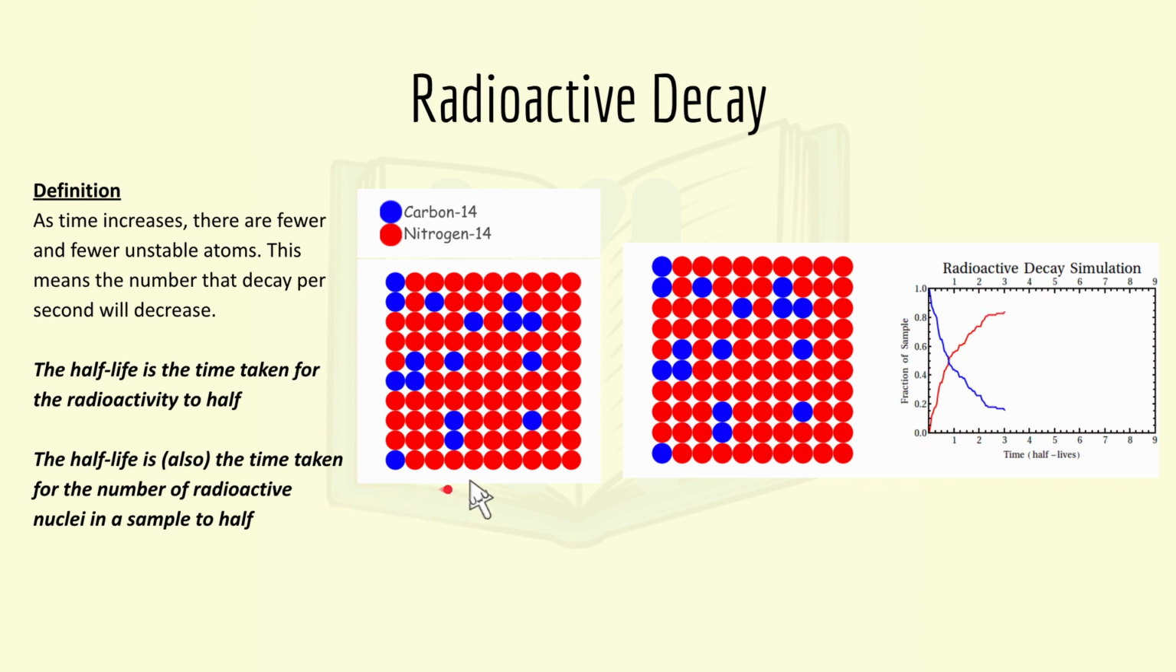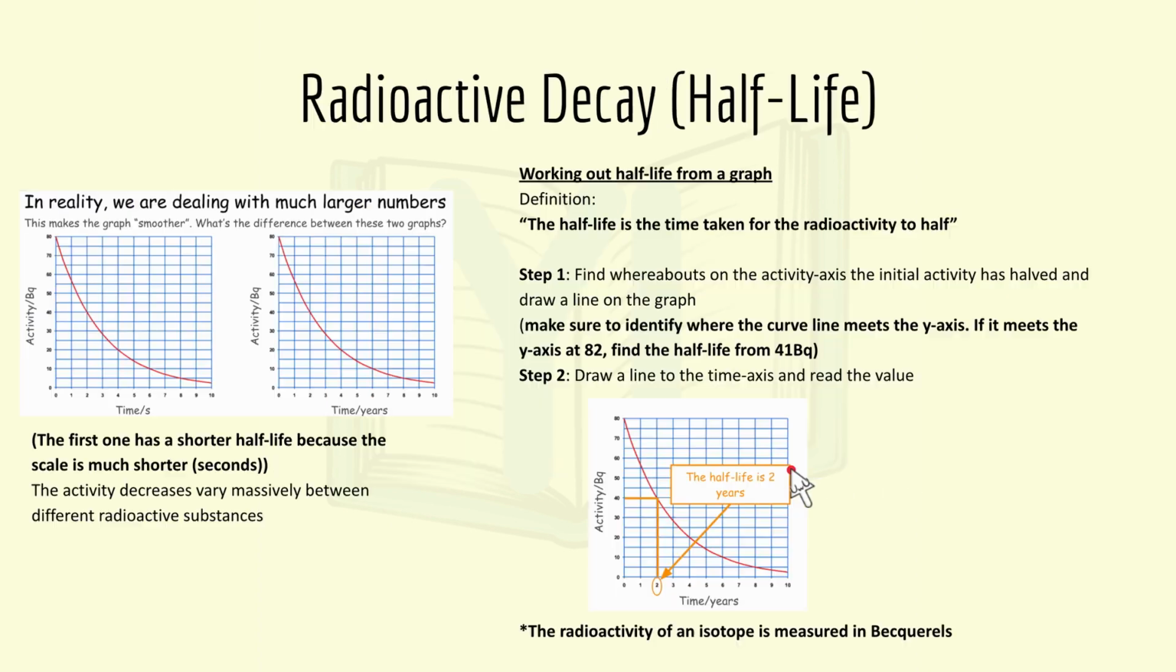So here's a nice diagram and a graph or a simulation to show this. And here's half-life. In reality, we are dealing with much larger numbers. You can see the scale. The first one has a much shorter half-life because the scale is per second, and this one is in years.